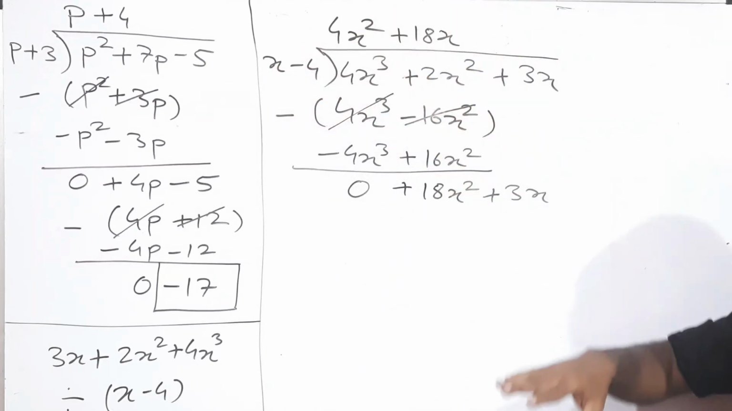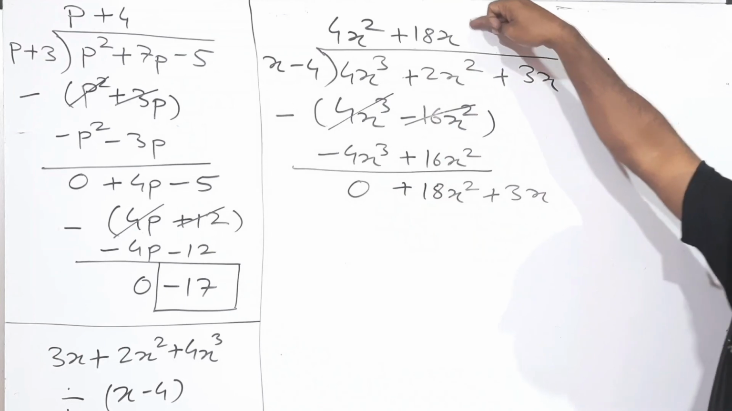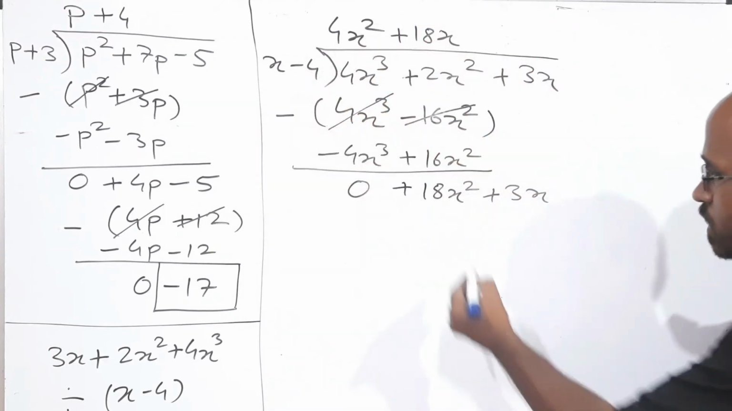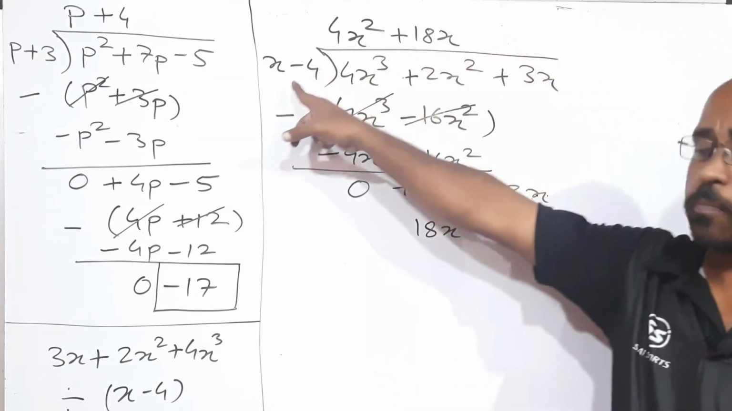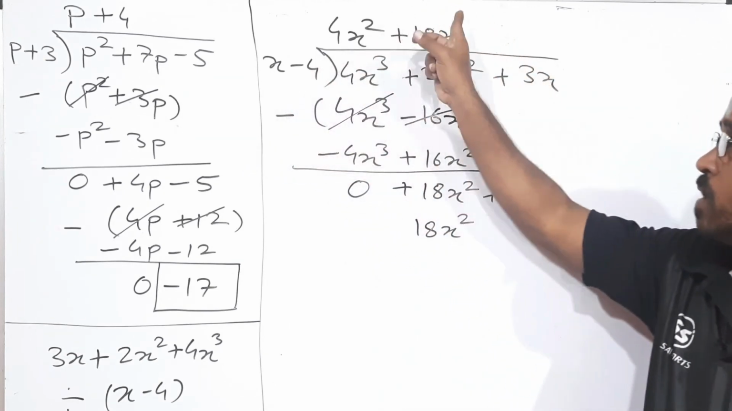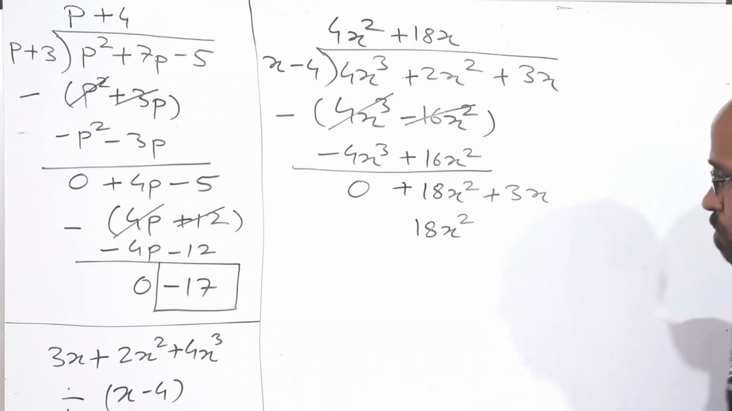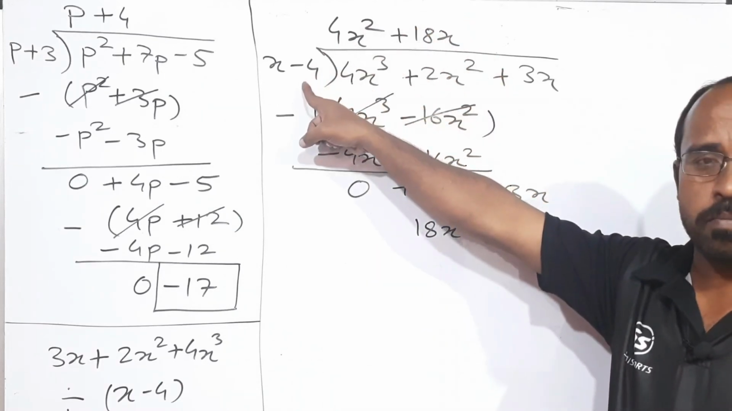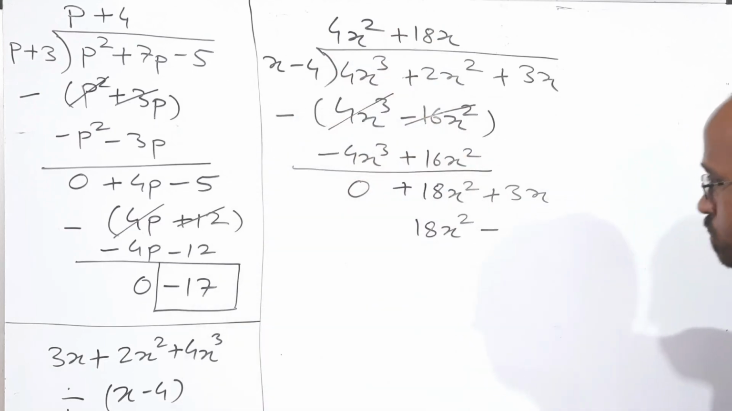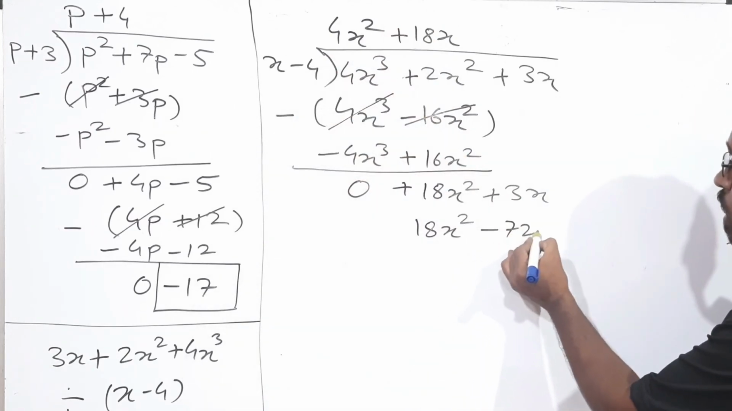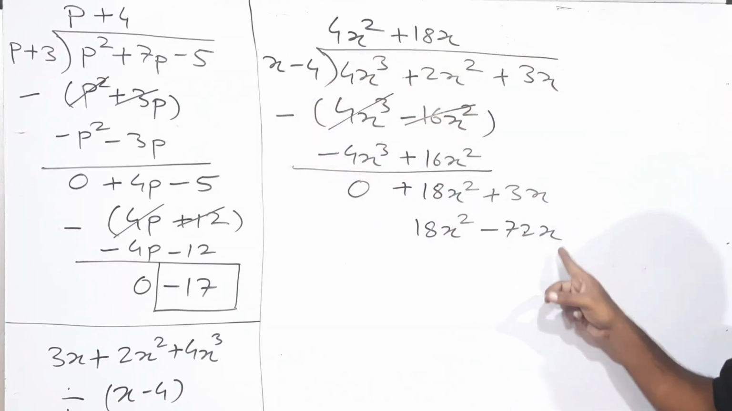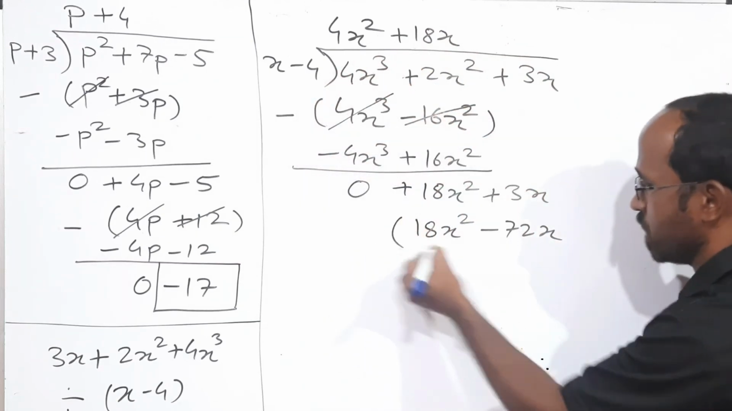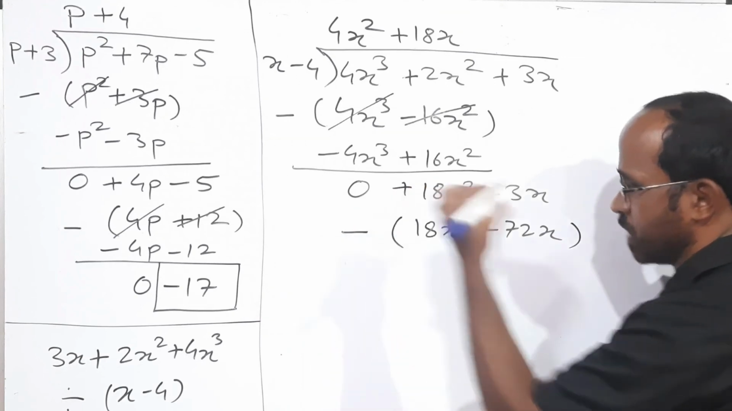So next step, subtract the multiplication of quotient and divisor from this. So let's multiply then subtract. 18x multiplied by x is 18x square. 18x multiplied by minus 4. Plus into minus is the symbol in multiplication. 18 fours are 72x. 18x multiplied by minus 4 is minus 72x. This multiplication we have to subtract.